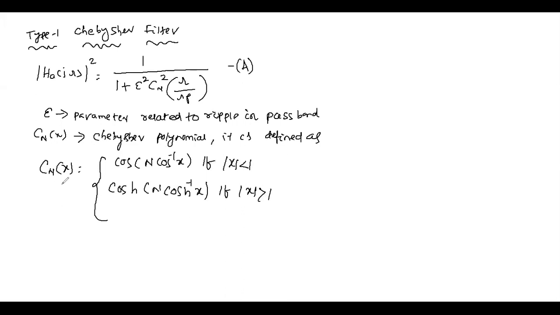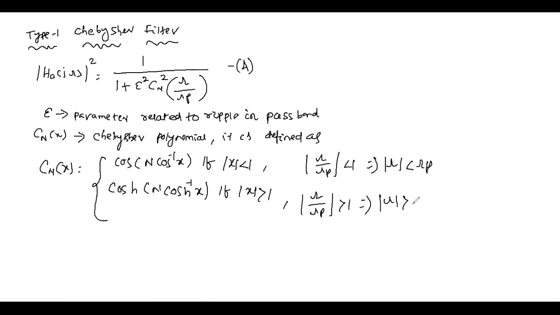You have to remember: Cn(x) equals cos of n cos inverse x if mod x is less than 1. Mod x less than 1 means what? What is x here? X is omega by omega p, yes or not? That is, omega by omega p is less than 1, so omega is less than omega p. Obviously, omega less than omega p means it is the pass band, yes or not? Similarly, if mod x is greater than 1, I can say that the magnitude of omega by omega p is greater than 1, that is, omega is greater than omega p. Obviously, this is the stop band, yes or not?